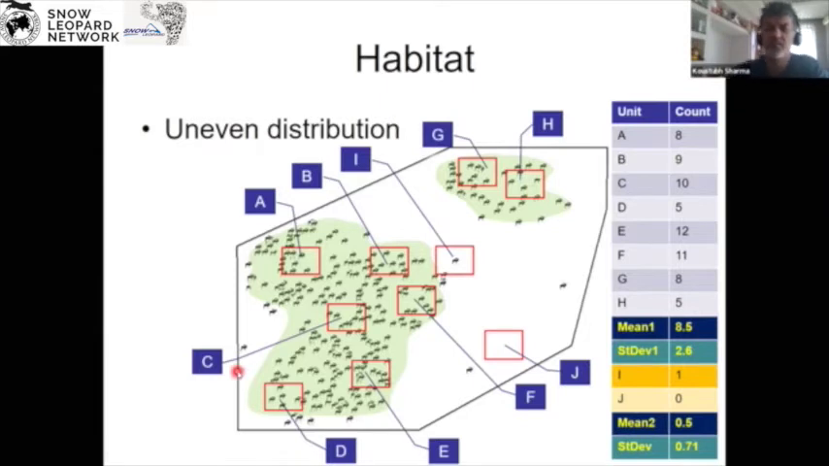What you do is you basically estimate the means separately. You estimate the values and estimate the means and the standard deviations separately. So what you end up here is a mean of 8.5 and 2.6 standard deviation, and you end up with a mean of 0.5 and 0.71. Now remember, this is still very, very high, but that's high not because of anything else, just because we have only 2 sampling units, and that's just pathetic sampling effort.